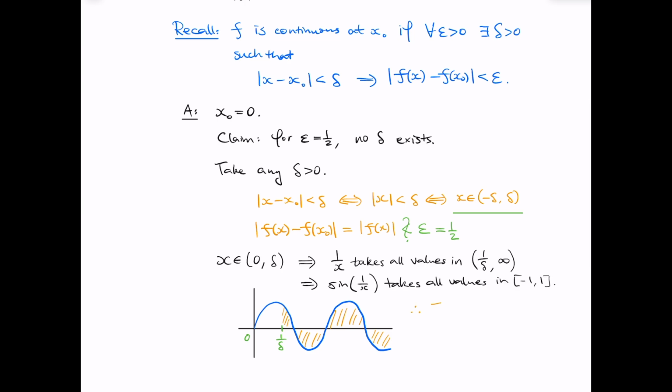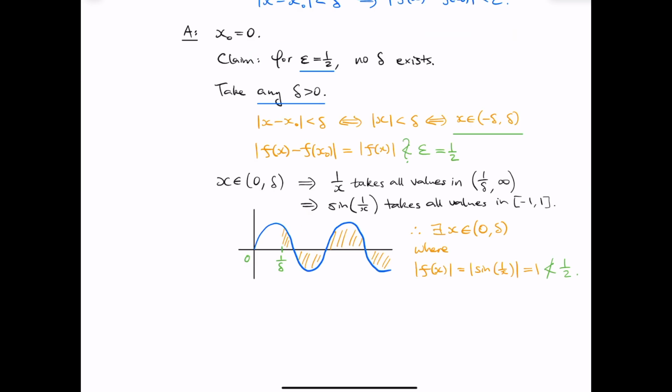So this means that there exists an x in this interval 0 to delta, where the absolute value of f(x), which equals the absolute value of sine of 1 over x, is equal to 1. And of course 1 is not less than 1/2. So therefore we've shown that for the choice of epsilon equals 1/2, we can pick any delta, and this condition is never going to be satisfied by the function f. So in other words, for this choice of epsilon, no suitable delta exists. And therefore, f is not continuous at the point 0.